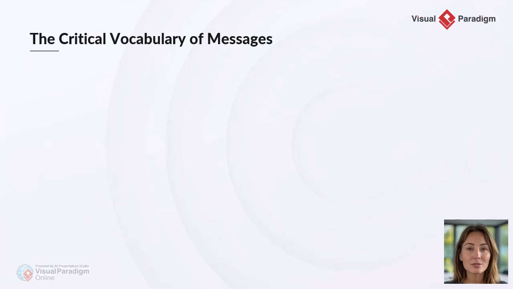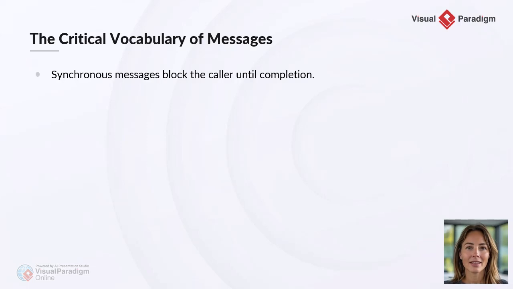Messages are the verbs of a sequence diagram. How a message is sent fundamentally changes the interaction dynamics, from synchronous blocking calls to independent asynchronous events. Represented by a filled arrowhead, a synchronous message forces the sender to wait. This is like a traditional function call where the caller halts until the receiver finishes.